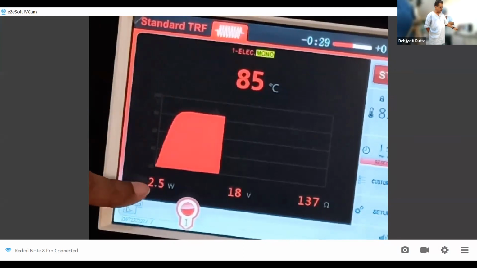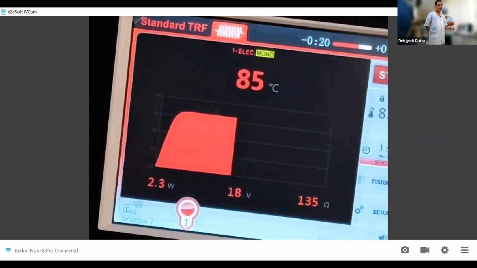And you see power is reduced. And that is the reason why the size of the lesion will not be bigger with this radio frequency, because you cannot deliver the current at a high power. So here you see power is further reduced to 2.3. At the beginning it was high. When the temperature was going up, that time the power was higher.